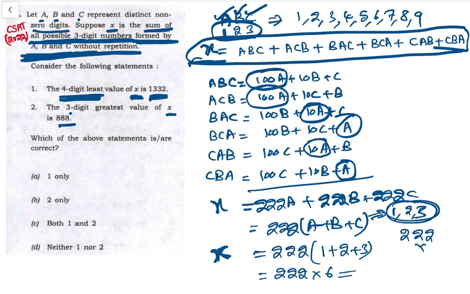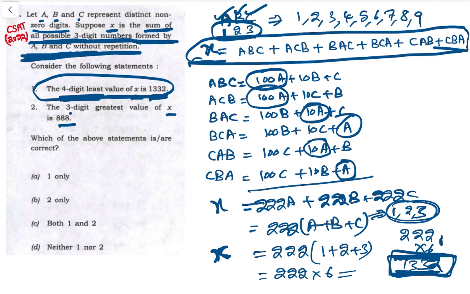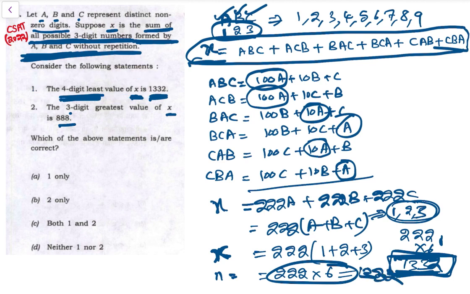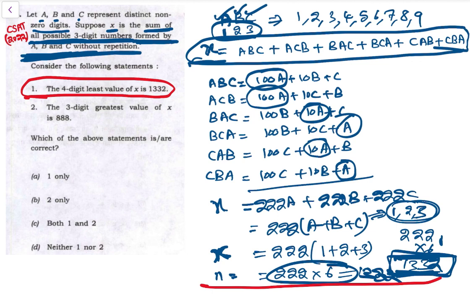सो 222 into 6, 6 2s are 12, 6 2s are 12, 1 13, 6 2s are 12 plus 1, 13. So अब देखो 4 digit least value of x is 1322. So 1322 हो जाएगा. x is equal to 1332. Sorry, 1332. ठीक है, 1332. So 4 digit least value of x is 1332. So 4 digit least value is this only.